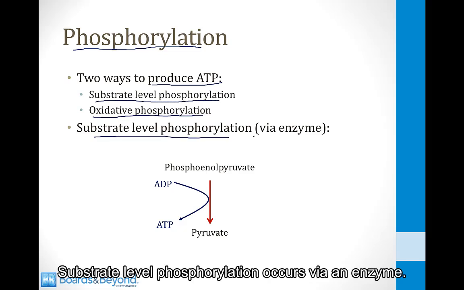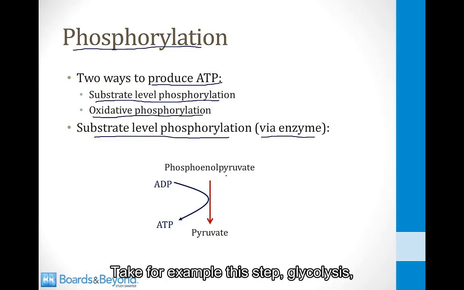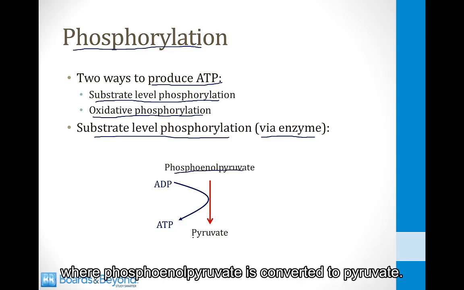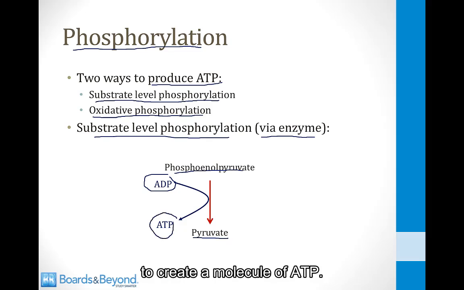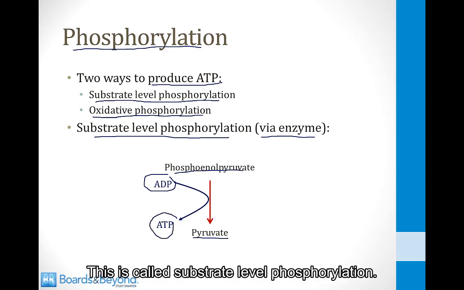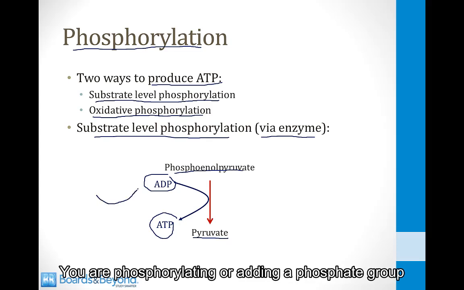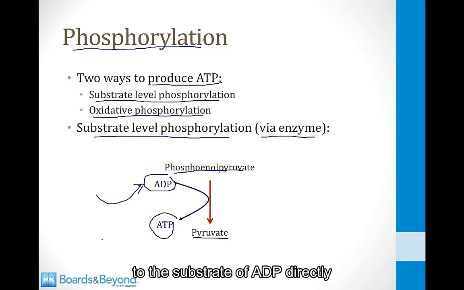Substrate level phosphorylation occurs via an enzyme. Take, for example, this step in glycolysis, where phosphoenolpyruvate is converted to pyruvate. This conversion adds a phosphate group to ADP to create a molecule of ATP. This is called substrate level phosphorylation. You are phosphorylating, or adding a phosphate group to, the substrate of ADP directly to create a molecule of ATP.